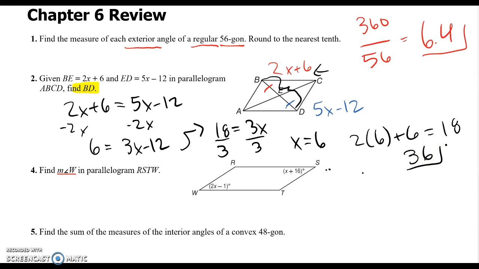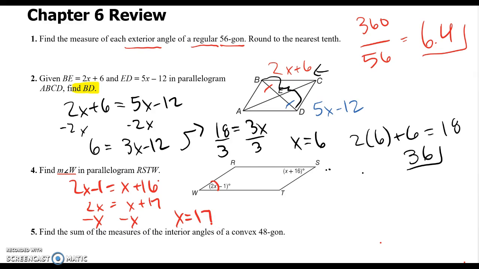Okay, moving on to number 4. It says find the measure of angle W in the parallelogram. So it wants this angle right here, but we know that opposite angles in a parallelogram are equal. So we can set those two quantities equal, solve for x, and then plug it back in. So 2x minus 1 equals x plus 16. I'm going to move over the 1 first, get all the constants on one side. My next move will be to subtract x from each side to get all the x's on one side, and we find that x is going to be equal to 17.